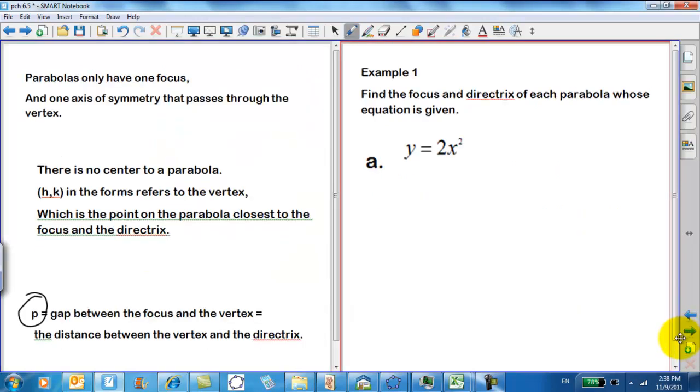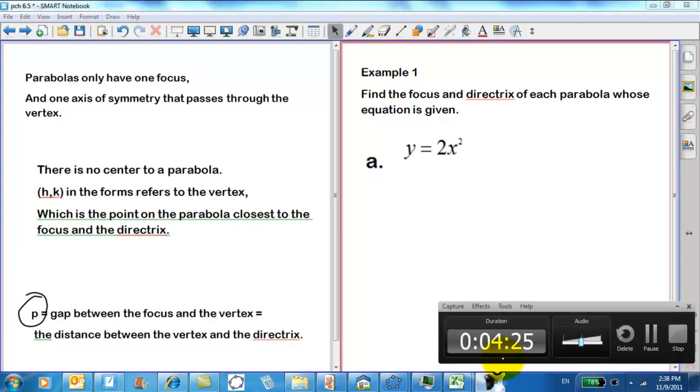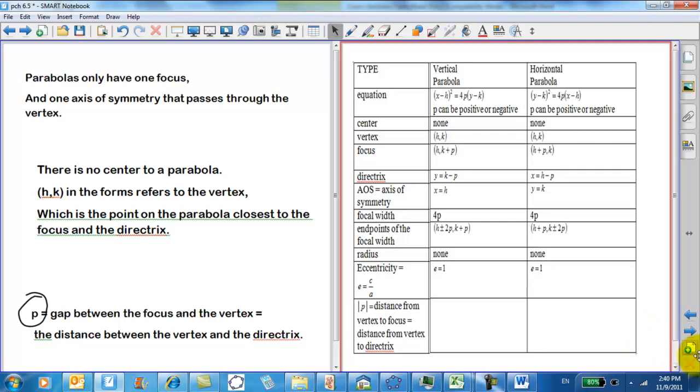All right. Now, before we get into these things, I want to show you what we've got in the formula sheet. Notice the main difference with parabolas is that only one of the two variables is squared. Also, we don't have the A, B, and C coefficients we saw before in the ellipses and hyperbolas. Instead, we just use this idea of P, the gap. And P can be positive or negative, and the absolute value of it represents the distance from the vertex to the focus, which equals the distance from the vertex to the directrix.